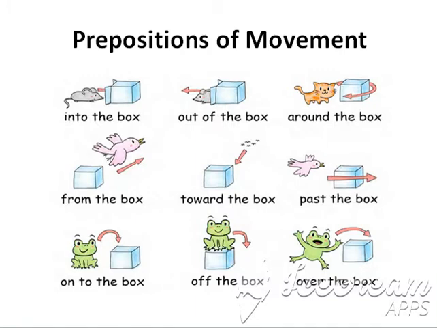A frog is jumping onto the box. Onto the box means the frog is jumping on the surface of the box. You see the next picture. Here the frog is already on the surface of the box and is jumping now off the box. Off the box means from the box it's jumping down. In the next picture you can see the frog is jumping over the box. That means while jumping it passes over the box. So these are prepositions that are related to movement.